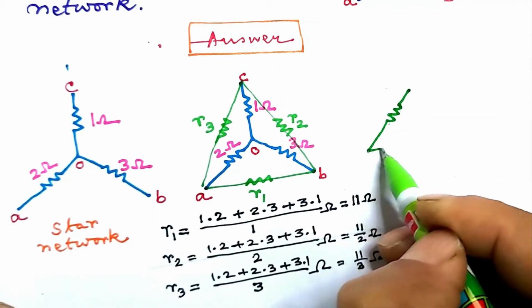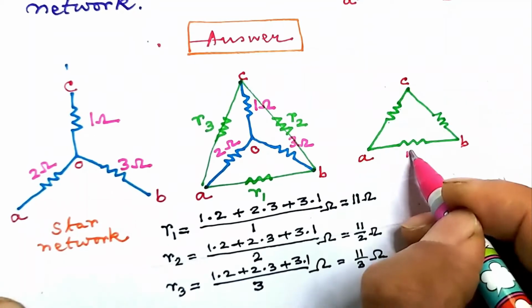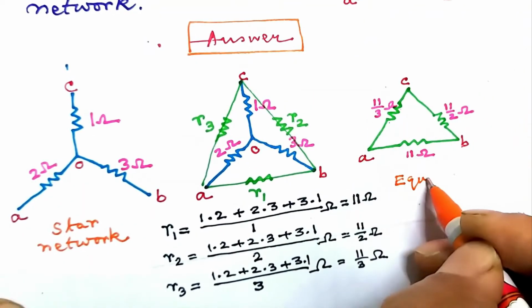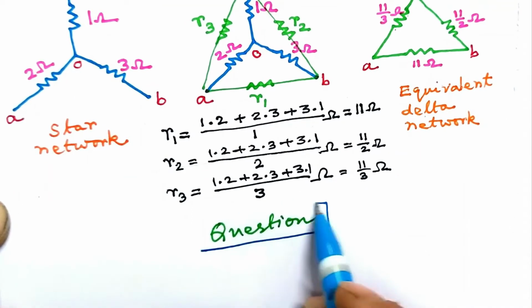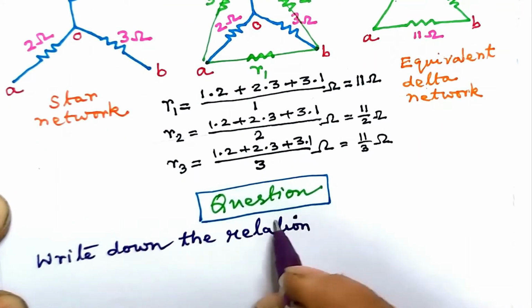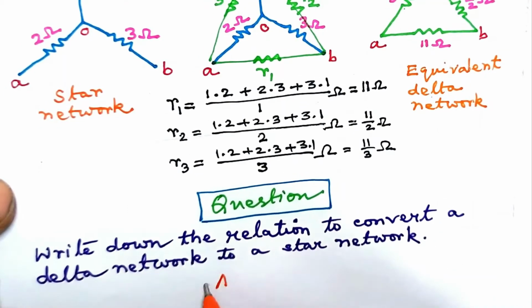Let us draw the delta network now. This is it. The resistances are. This is the equivalent delta network. Next question. Write down the relation to convert a delta network to a star network. The answer.